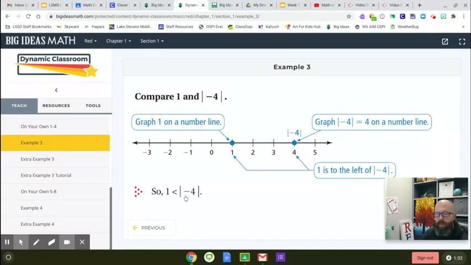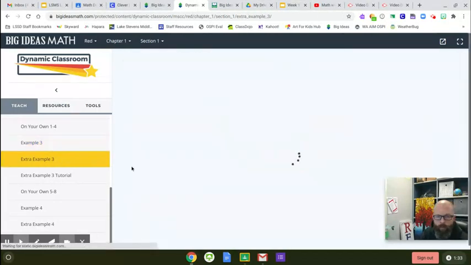And this one's kind of tricky because it feels like -4 is smaller because it's negative, but it's inside these absolute value bars. So this is actually 4. So 1 is less than 4. So be careful when you are answering these, and really take your time to figure out what the actual numbers are. That way you don't slip up. Okay, let's take a look at another one.